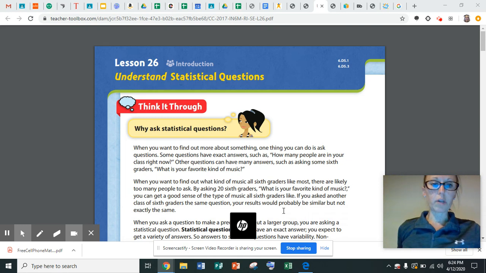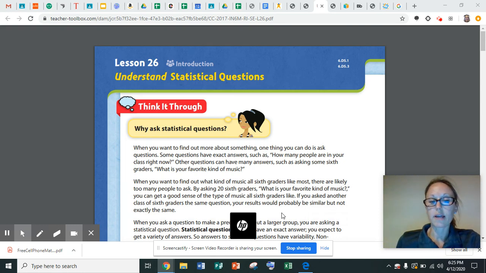So when you want to find out more about something, one thing you can do is ask questions. Some questions have exact answers, such as how many people are in your class right now. Other questions can have many answers, such as asking some sixth graders, what is your favorite kind of music? When you want to find out what kind of music all sixth graders like most, there are likely too many people to ask. By asking 26 sixth graders, what is your favorite kind of music, you can get a good sense of the type of music all sixth graders like.